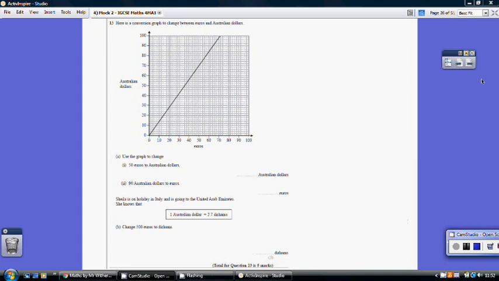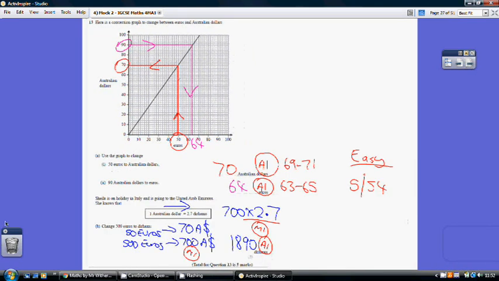Question 13. So part A, it says use the graph. So make sure that you really clearly mark the lines and the arrows on the graph paper. So we're going to change 50 euros to Australian dollars. So go to your euros, find 50, draw a line straight up, hit the conversion line, a line across, and we get $70. Answers were allowed between 69 and 71.